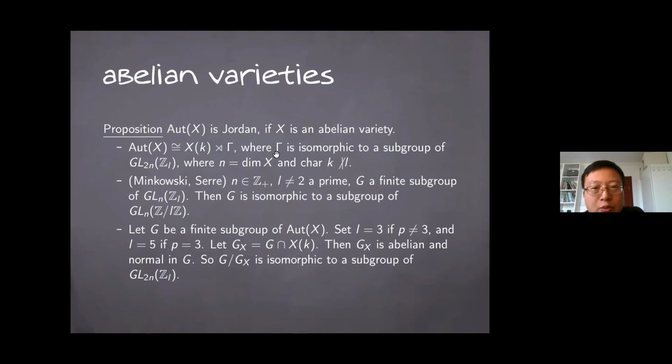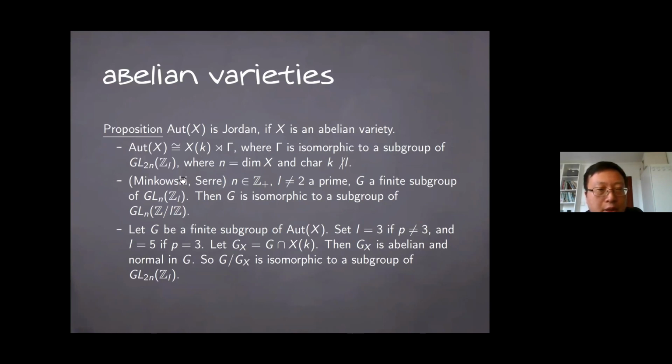So from Mumford's book, the endomorphism ring of X is just a subgroup of Hom of the Tate module, T_l to T_l. Then you take invertible elements, so you can show Gamma is actually isomorphic to a subgroup of GL_2n(Z_l). l is a prime number which is not divisible by the characteristic of K. So first we know this is the structure of the automorphism group.